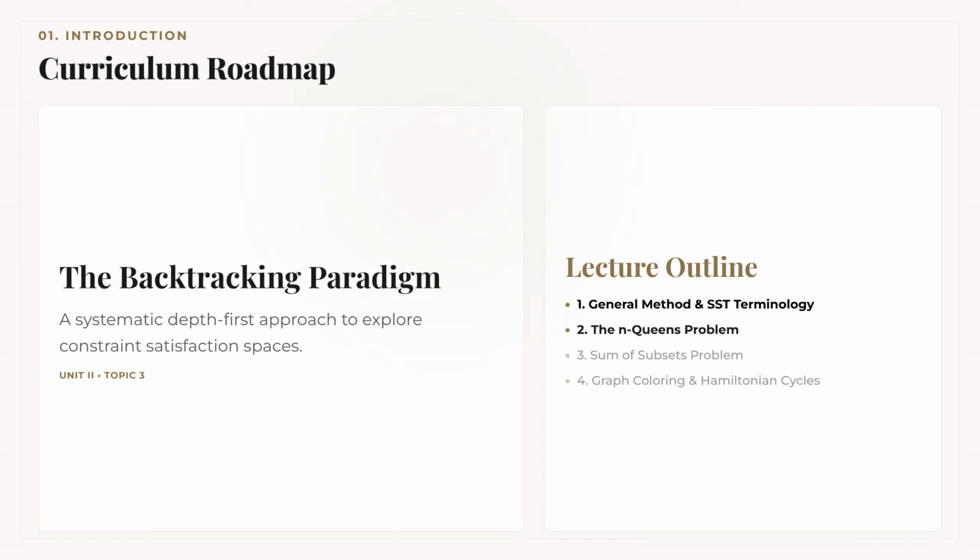Whenever we encounter problems involving combinations, arrangements, puzzles, or constrained searches, backtracking often becomes one of the most powerful approaches available. Famous problems such as the n-queens puzzle, Sudoku, graph coloring, Hamiltonian cycles, and many optimization problems rely heavily on this technique. In this lecture, we will first understand the general idea behind backtracking. Then, we will explore 4 important applications: the n-queens problem, the sum of subsets problem, graph coloring, and Hamiltonian cycles. Let us begin with the fundamental concept.